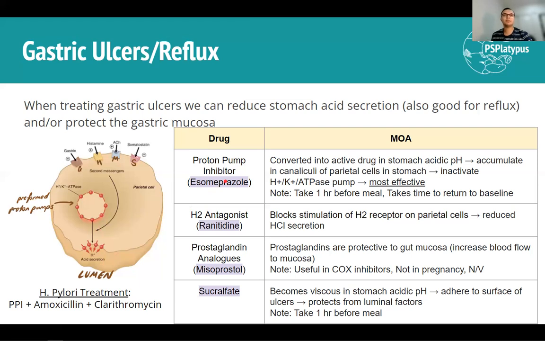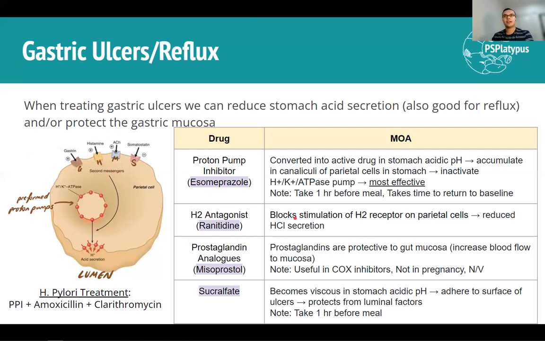You also have your histamine antagonists, and the example that's given here is ranitidine. It blocks stimulation of the H2 receptor on parietal cells, and again, that's going to reduce HCl secretion, but it's not as effective as directly stopping the proton pumps directly, because you can still get other pro-stimulatory signals from other areas. That's why it's not as effective maybe as a PPI.